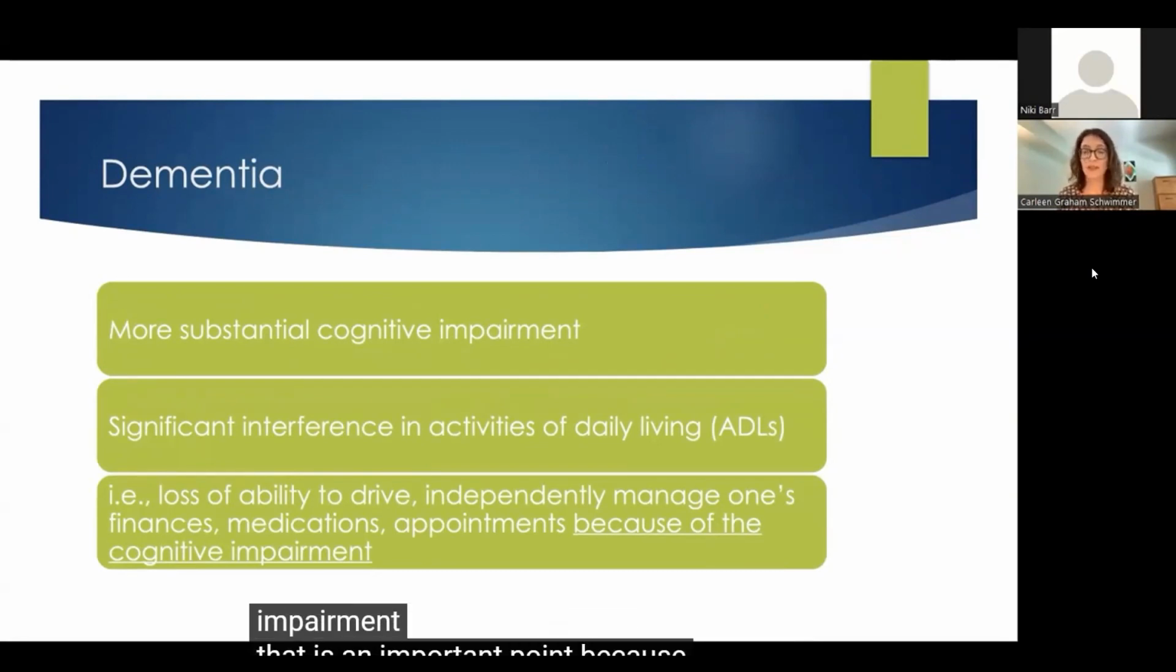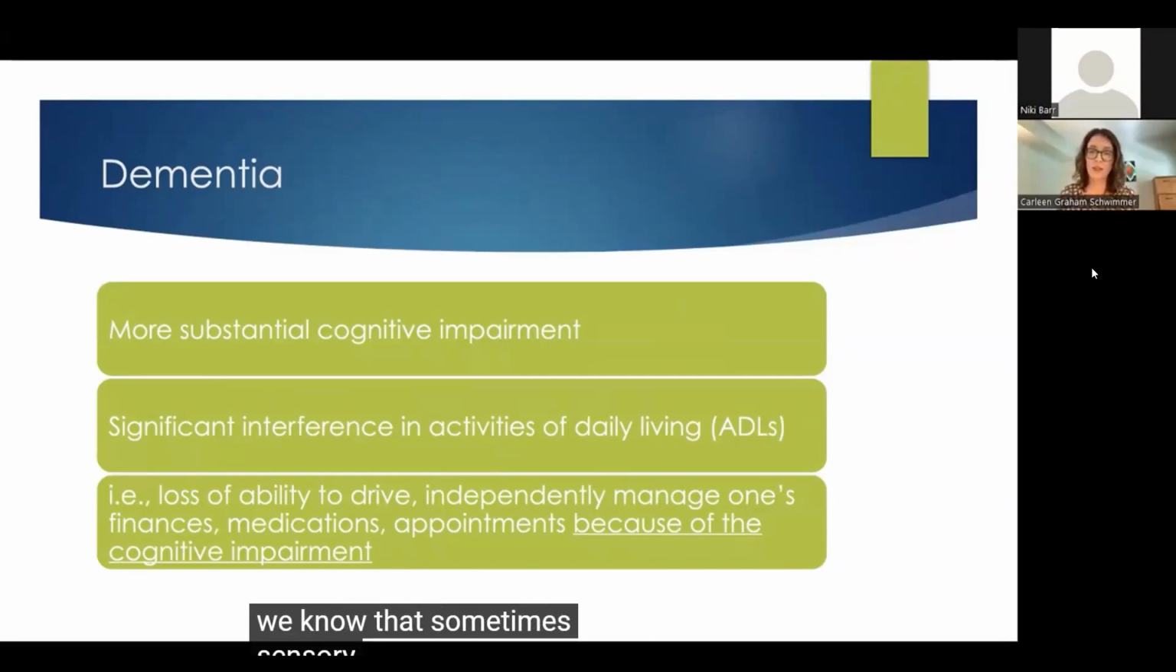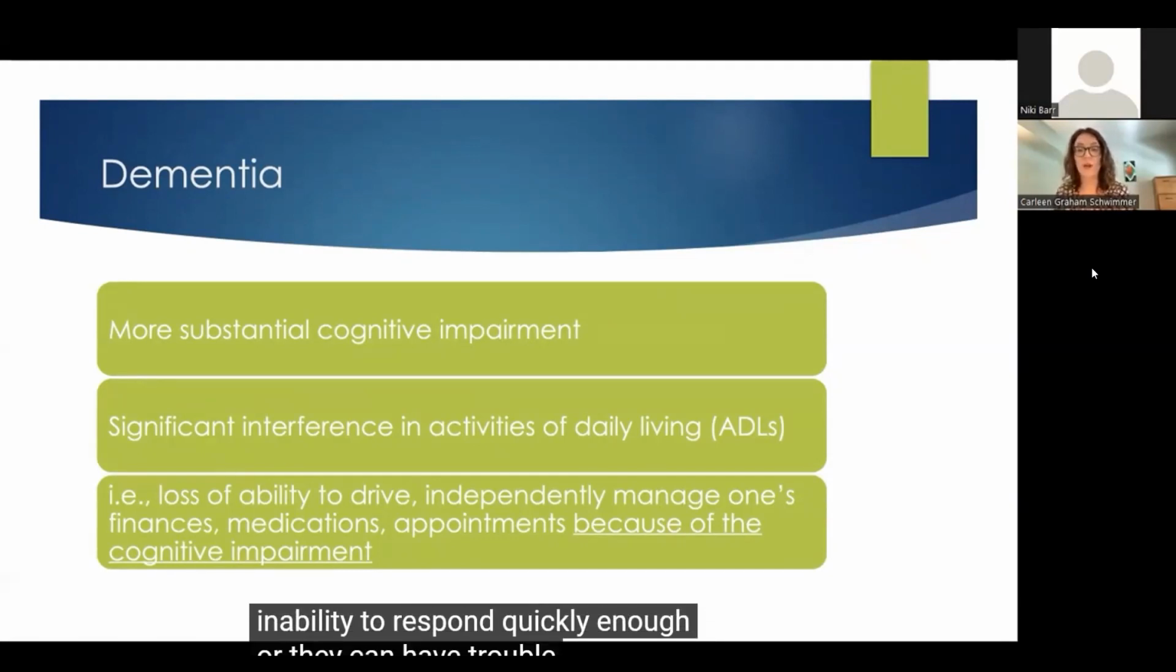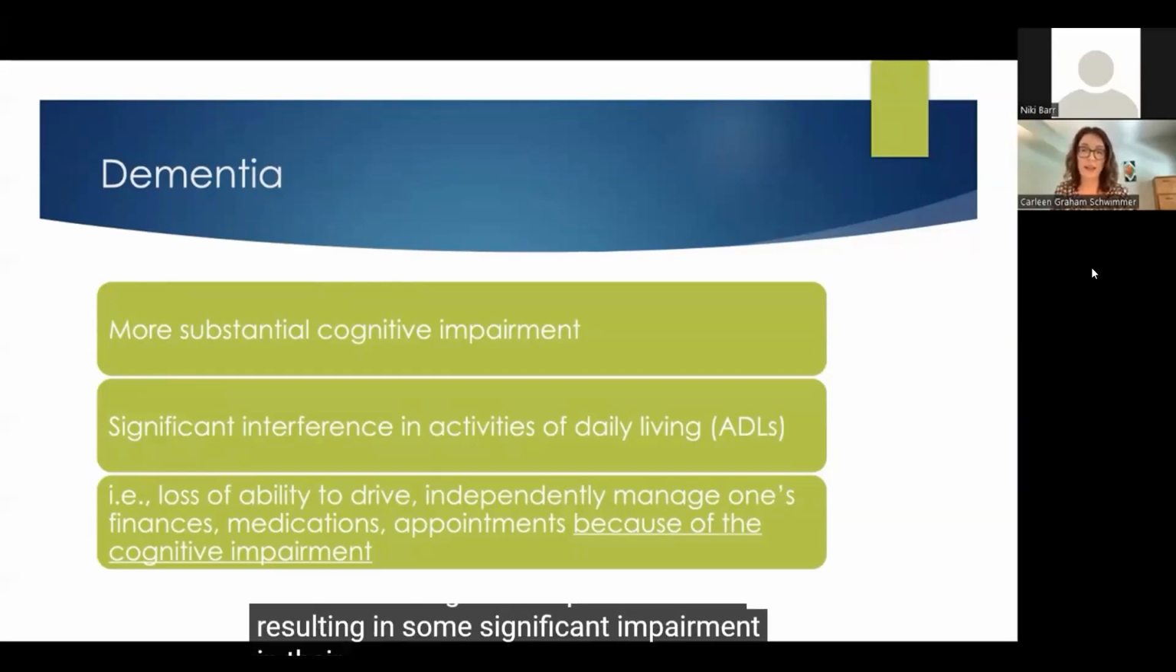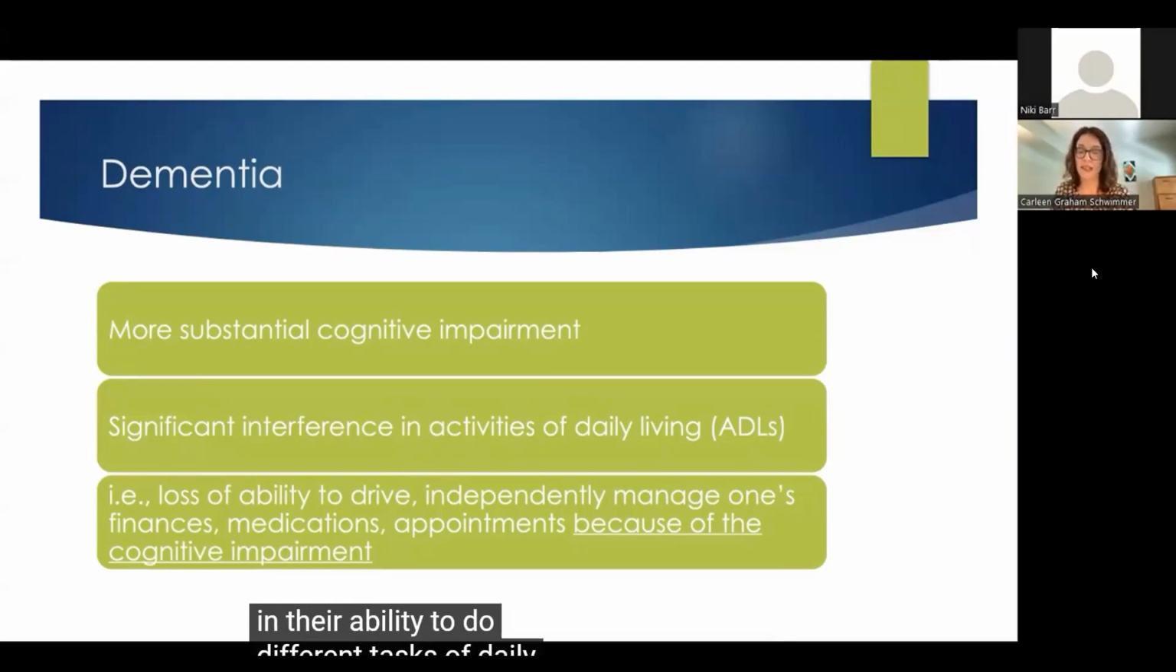That is an important point because we know that sometimes sensory loss and motor changes can interfere. Someone can lose the ability to drive because of loss of vision, or they can lose the ability to drive because of a motor impairment and inability to respond quickly enough. Or they can have trouble managing their medications because of a motor impairment and they have trouble manipulating their pills, so they need some assistance with that. So again, in order to diagnose dementia, we need to see that the cognitive impairments are resulting in some significant impairment in their ability to do different tasks of daily living.